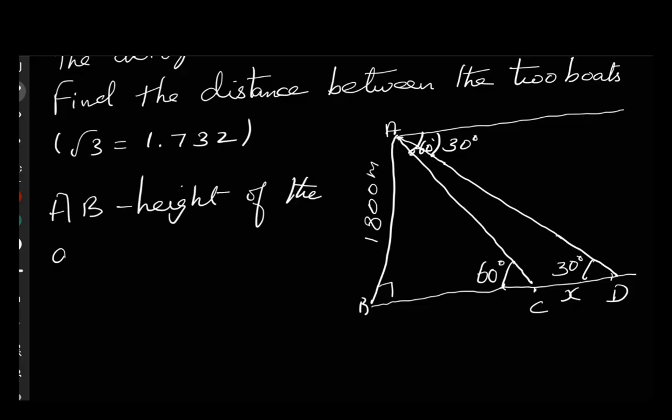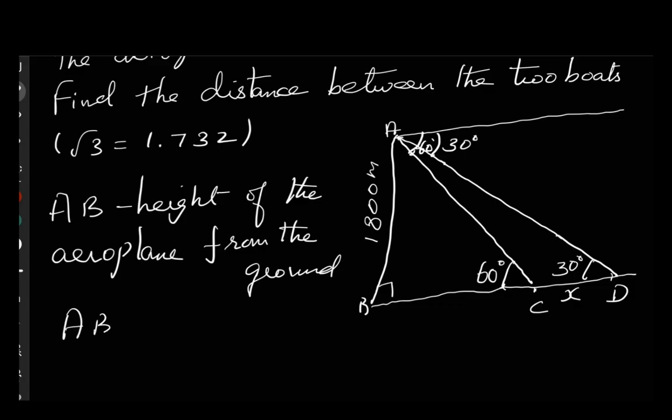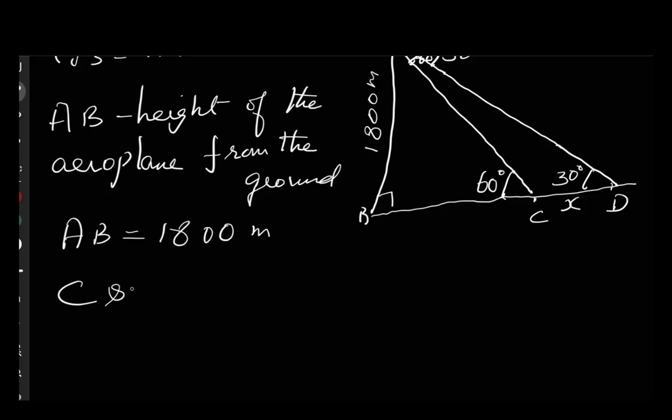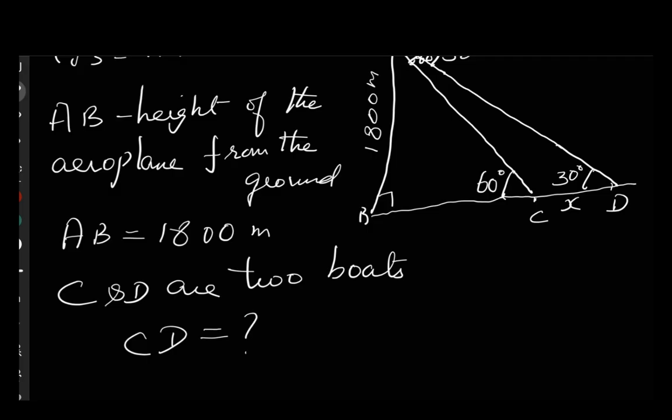So let me take AB, the height of the aeroplane from the ground. So AB is equal to 1800 meter. C and D are two boats. So I have to find the distance between the two boats.